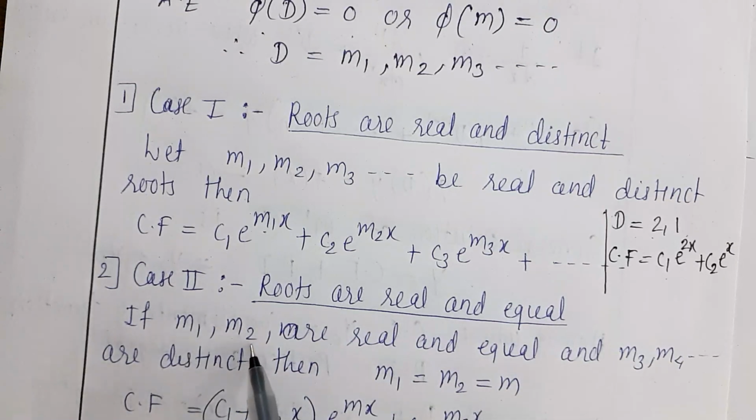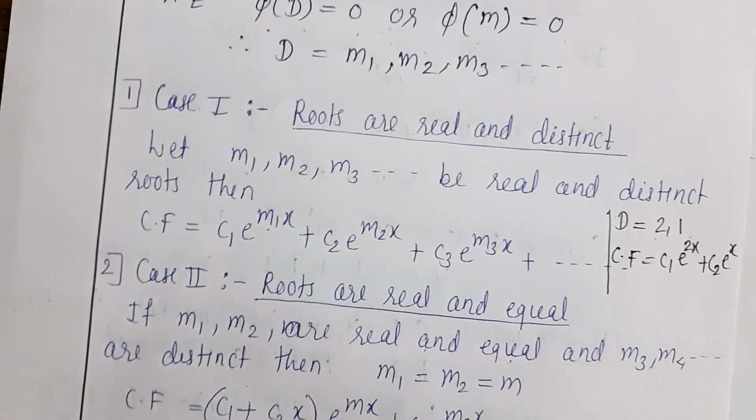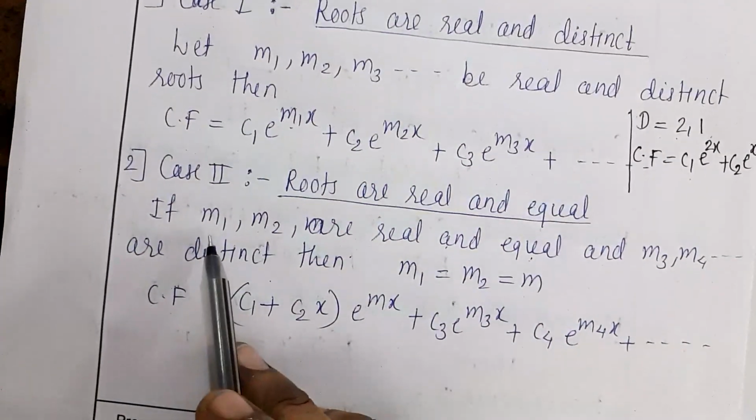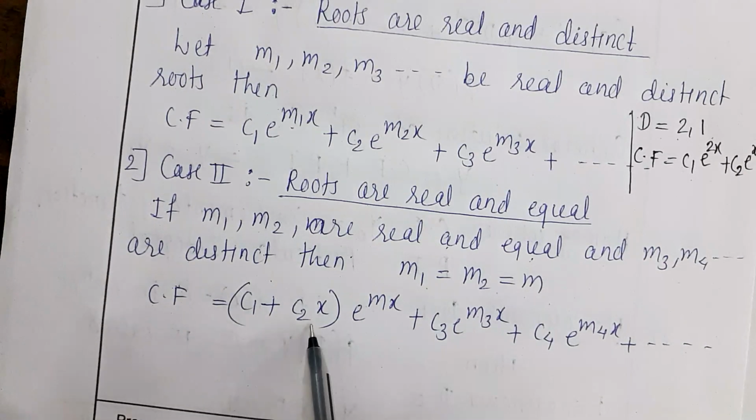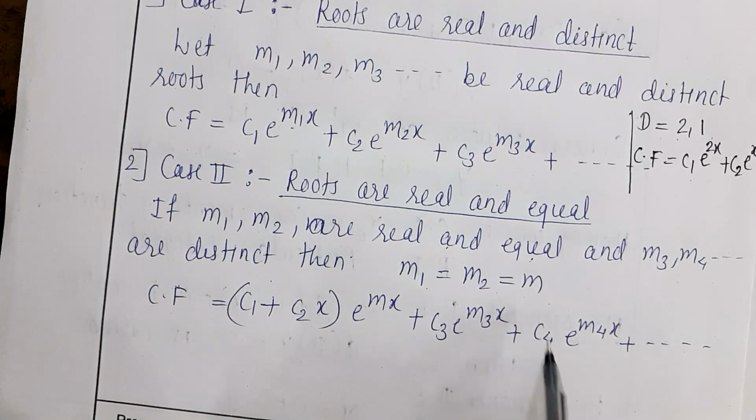So if m1 and m2 are real and equal roots, and the remaining roots, that is m3, m4, m5 and so on, are distinct, then we denote these 2 equal roots by m. So m1 is equal to m2 is equal to m. Then Cf becomes c1 plus c2x, e to the power mx, plus c3 e to the power m3x plus c4 e to the power m4x and so on.